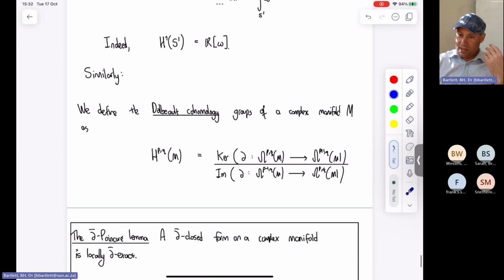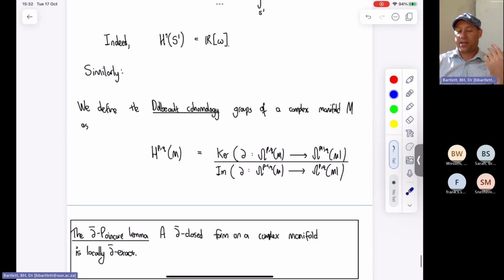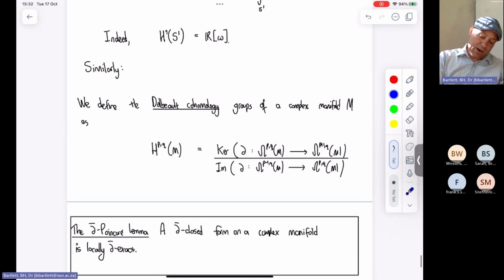And there's a similar lemma, which is now saying that locally these groups are 0. So a del bar closed form on a complex manifold is locally del bar exact. Similarly, a del closed form, which is the things that are going on here, on a complex manifold, is locally del exact. Okay. But globally, there might be some topology going on.